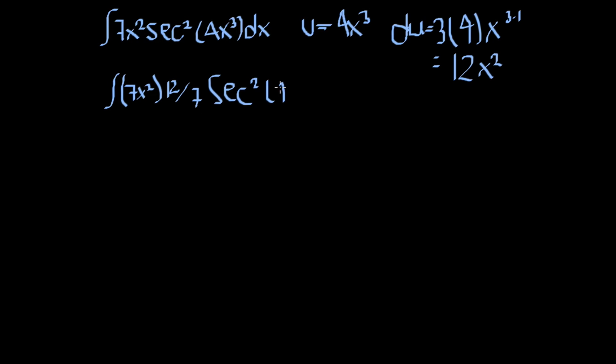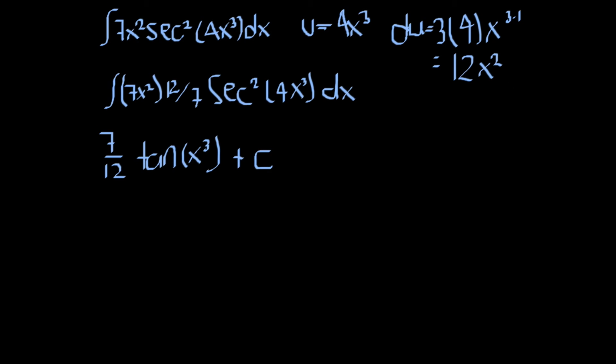In this case, it is 12 over 7, and since it is dividing, we need to put it multiplying at the beginning of the equation, of the function, and then we get the derivative of sec, which is tan, and we just add a c, and that's our answer.